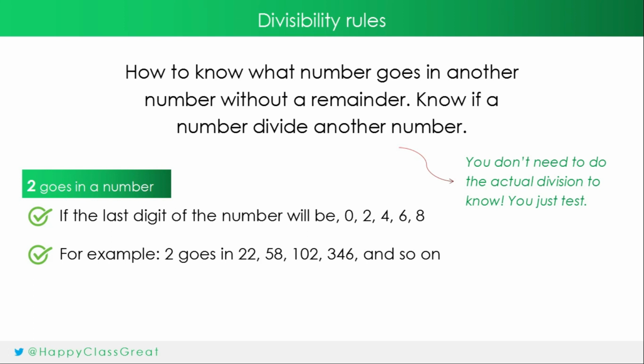So we are going to move back to the actual topic of this part 6 video, which is changing decimal to fraction, and we are going to use this method to reduce the fraction we get after we change from decimal to fraction. So don't worry about it. Just know that whenever you see any number that ends with 0, 2, 4, 6, 8, 2 can go in the number.